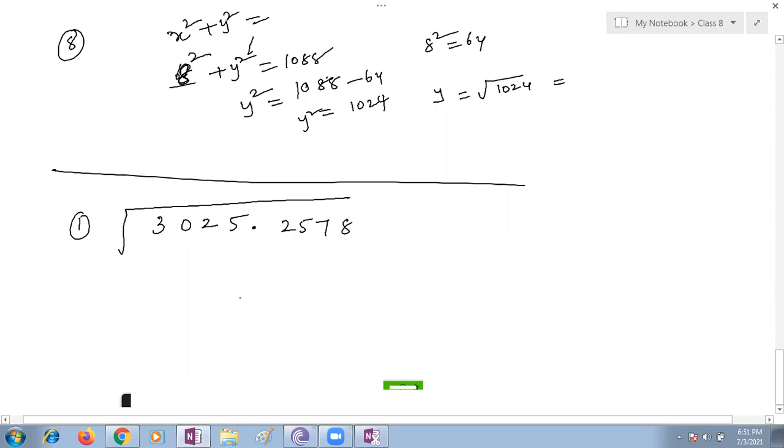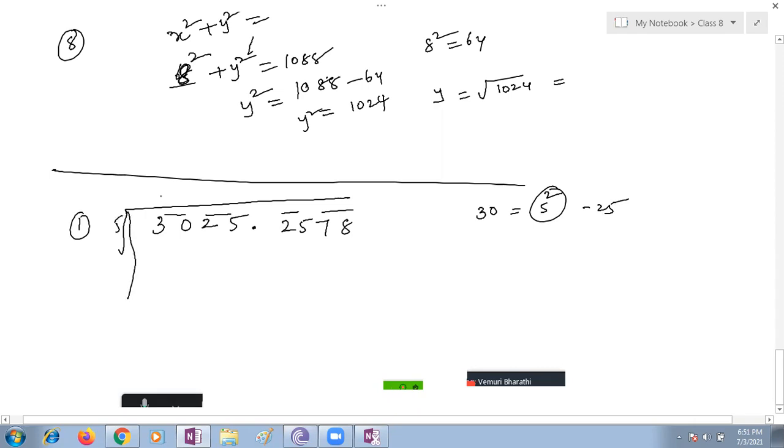Very good. We should separate before the decimal and after the decimal. You have to mark the periods. I marked the whole number part before the decimal, and then the decimal part also you mark as it is. Now you go with the same procedure, children. Which is the square nearest to 30? 5 square. 5 square is 25. So it's 25, and the leftover is 5.